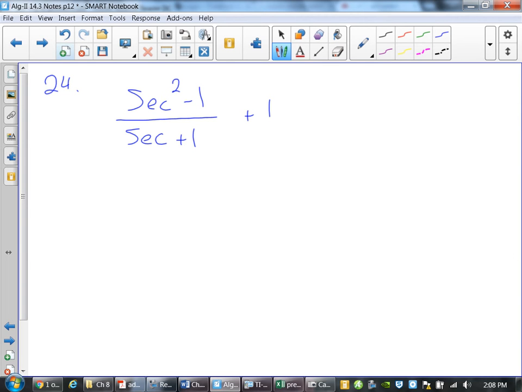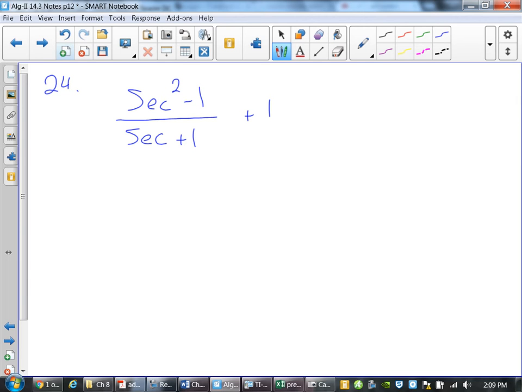Now there's a couple of ways to go about doing this one. If I write out secant squared minus 1, that's 1 plus tangent squared is secant squared. That would give me a tangent squared in the numerator, and then I'd still have a secant plus 1, which we don't want. But notice how both the numerator and the denominator have secants already involved. Cancel out how? Secant plus 1.